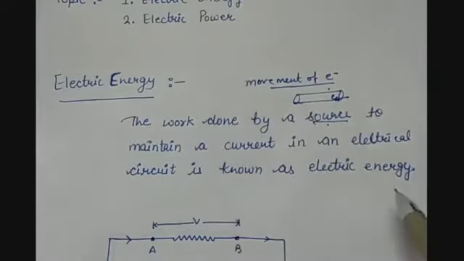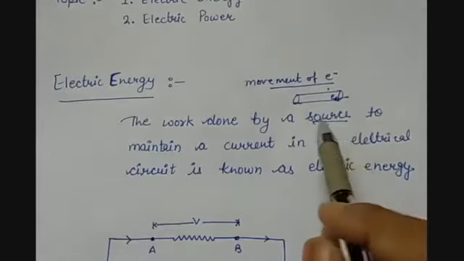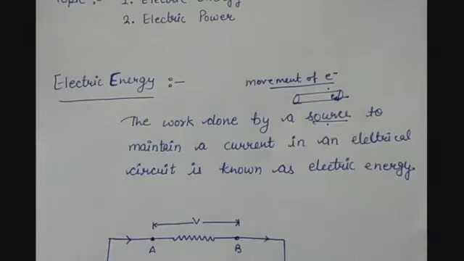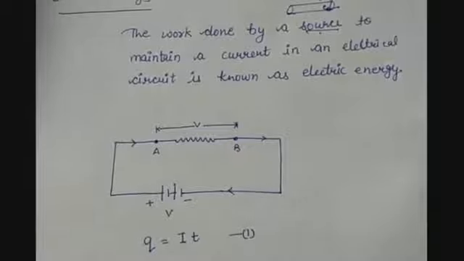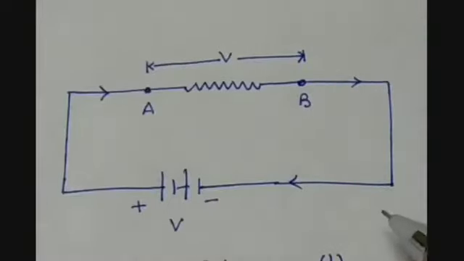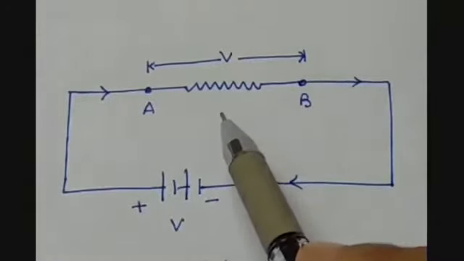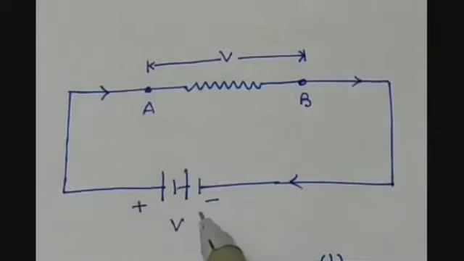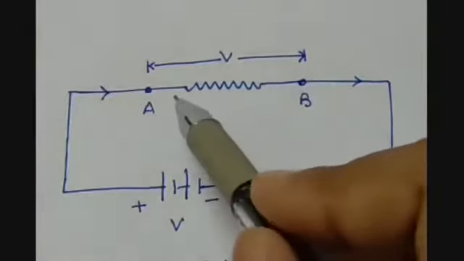Now, the work done by a source to maintain the current in the circuit is called electric energy. Let us understand how to calculate the electrical energy, or the work done to move the electrons in the conductor. Here you have a circuit in front of you. In the circuit we have a conductor AB. It can be any other electrical appliance which is connected in series with the potential difference source, that is the battery. It is providing a potential difference of V volt, and the same potential difference is across the ends AB.